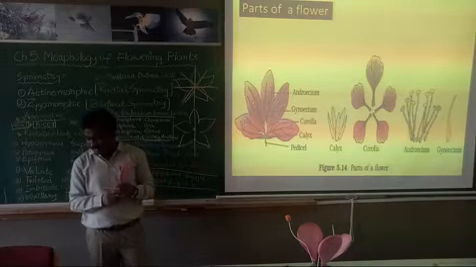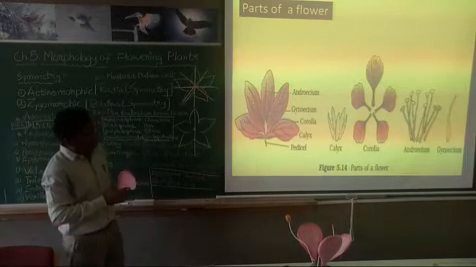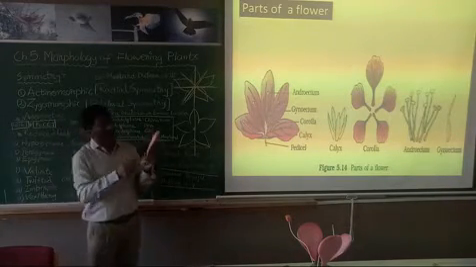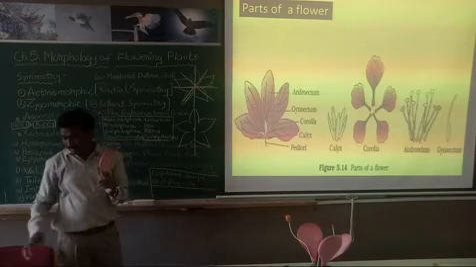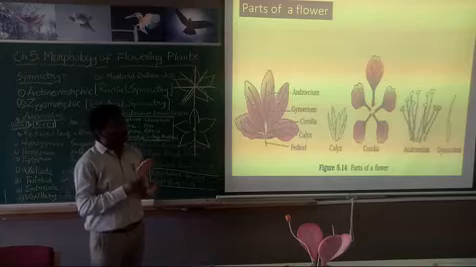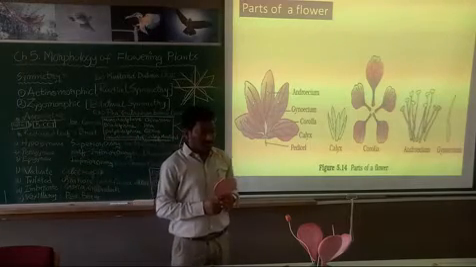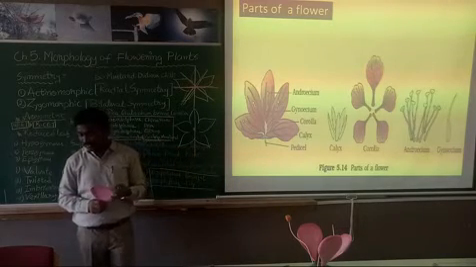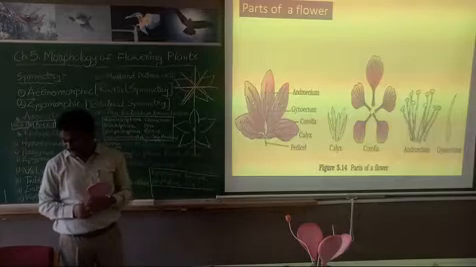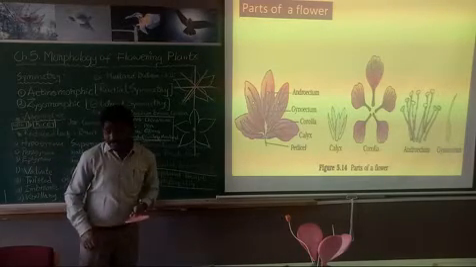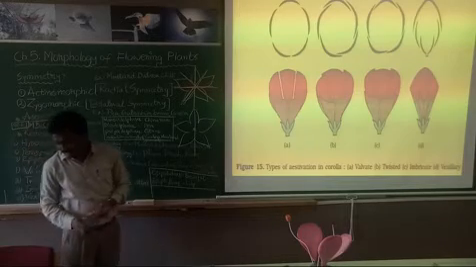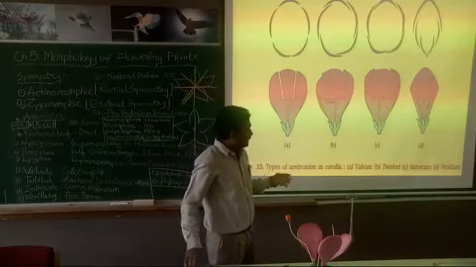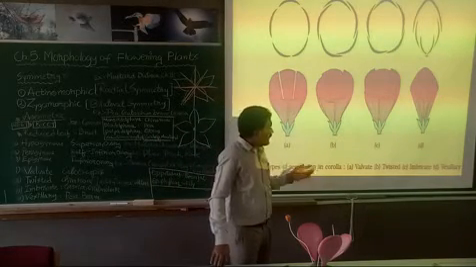Next, one more important thing I would like to tell you: these petals are present in different shapes. Some are wheel shaped, some are funnel shaped, some are tubular shaped, some are bell shaped. So different kinds of petals are present. Next, one more important concept I am going to explain here: estivation. What is meant by estivation? The mode of arrangement of sepals or petals is known as estivation.